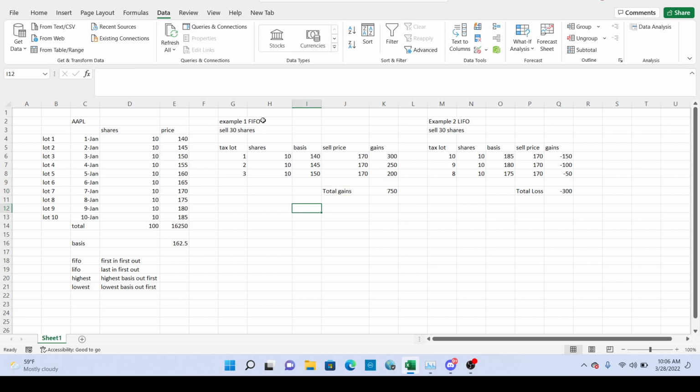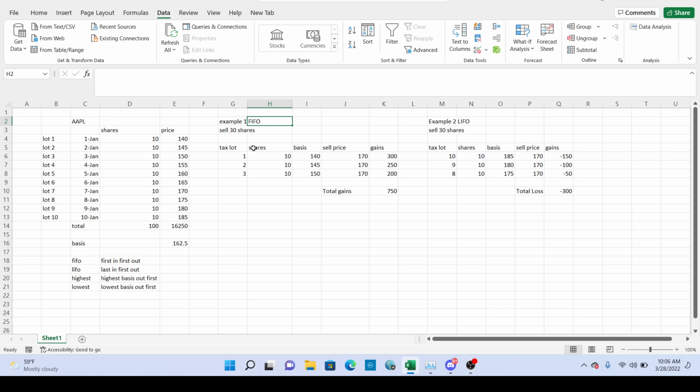So why is FIFO important? Well, because of the reason that I just showed you, and also it's the default of your brokerage account. So in my opinion, I think FIFO is better just because, well, let's say that you bought Apple and you sold it a year later.